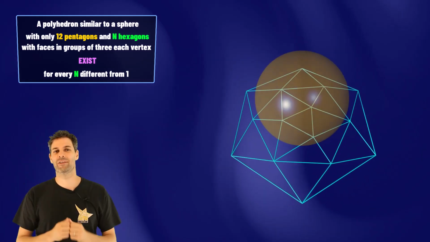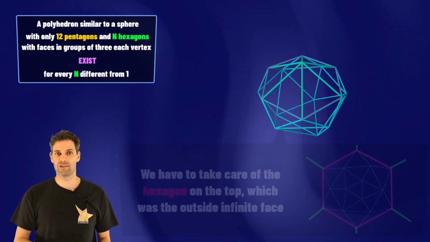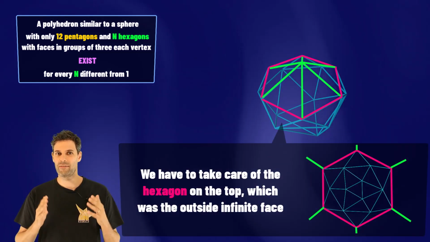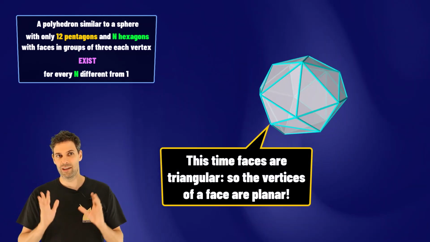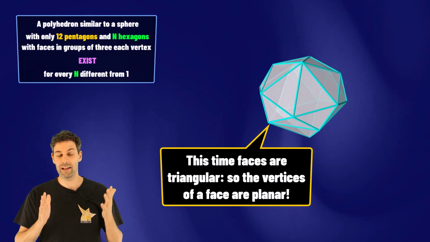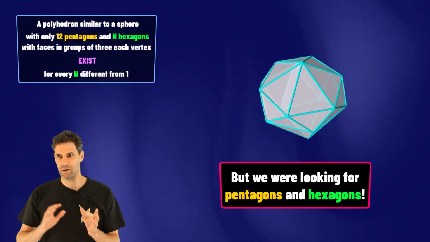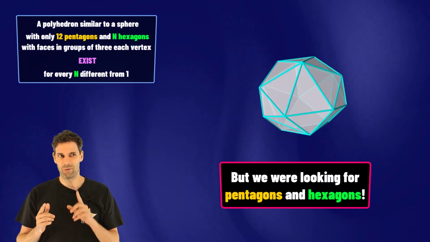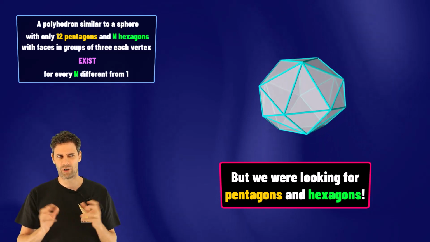Go back to the 3D world, for instance via stereographic projection, trace the edges, and now we have our polyhedron with triangular faces. And why is this important? Well, since triangles are always flat. This is not our original polyhedron. We want the polyhedron with pentagons and hexagons, not with triangles.